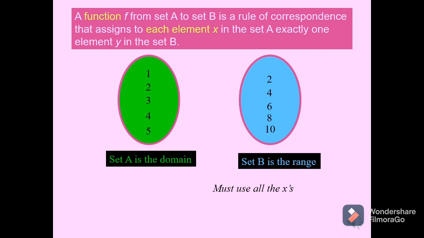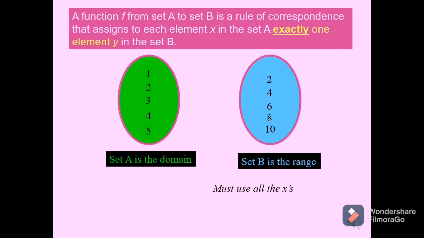The function has two conditions. The first condition is each element x, meaning we must use all the x's. The other condition is exactly one element y, meaning the x value can only be assigned to one y.